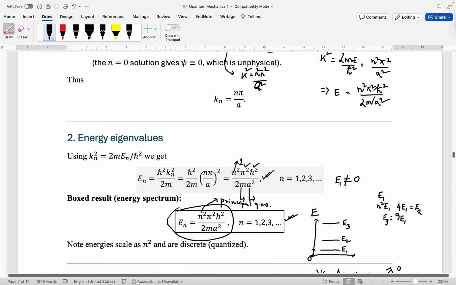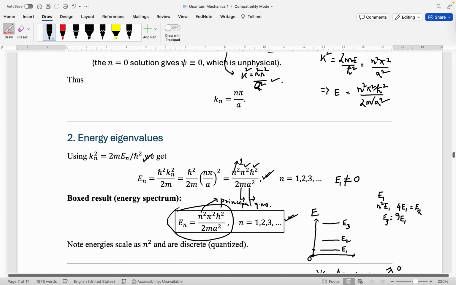So that means k square is equal to 2me by h cross square as well as n square pi square divided by a square. Now you can equate both of them. I have written it in a different way, but you don't necessarily need to. You can simply write down that k square is equal to n square pi square by a square, but also k square is equal to 2me by h cross square.